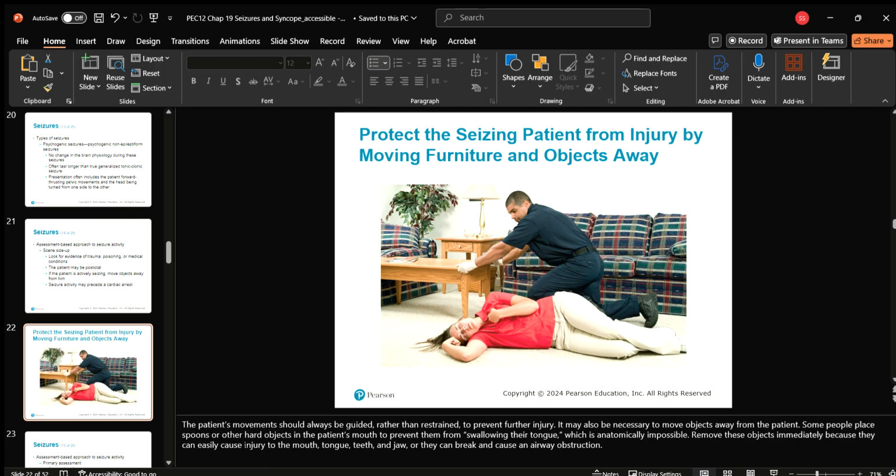Additionally, you see the EMT in this photo. What is he doing? He's moving the table. He's preventing the patient from hitting anything as they are convulsing. Question, should we hold our patient to prevent them from thrashing about? No. Why not? It's going to cause injury, possibly to you and very likely to them.